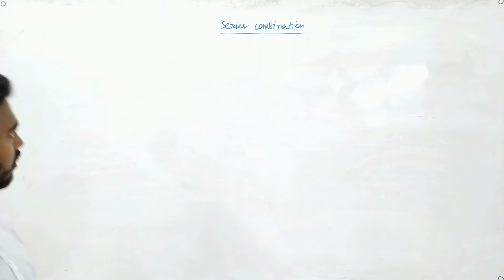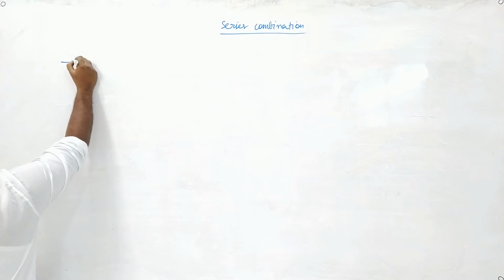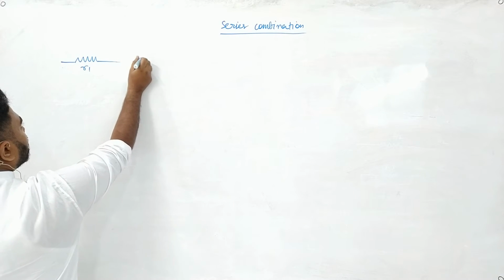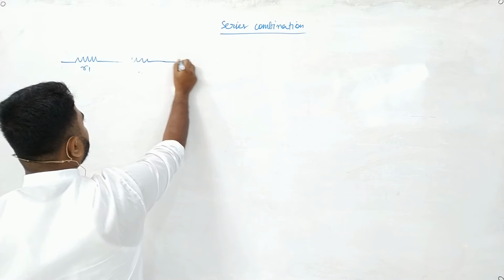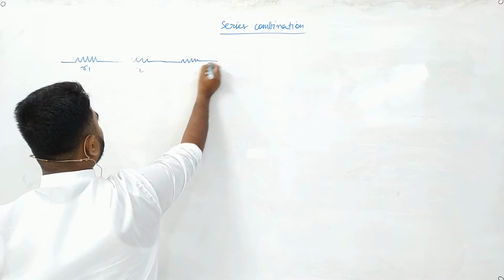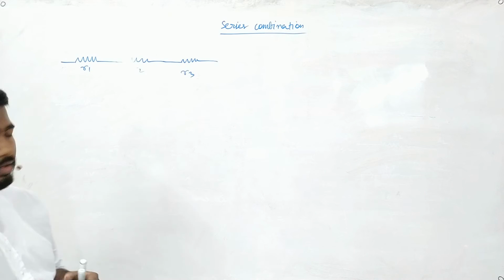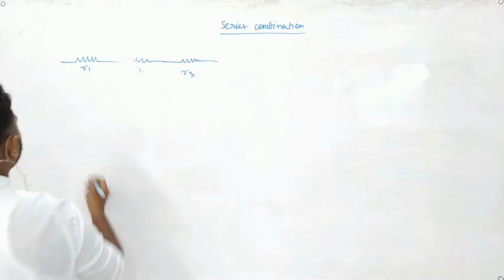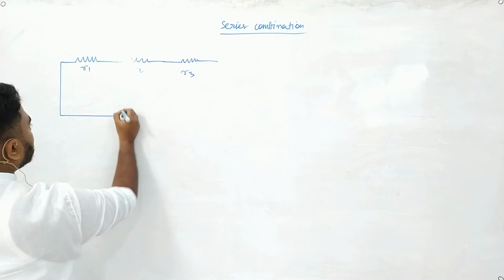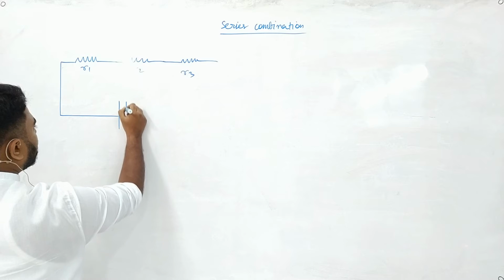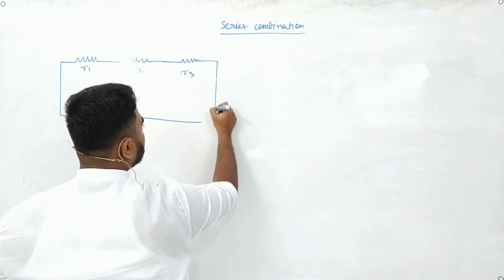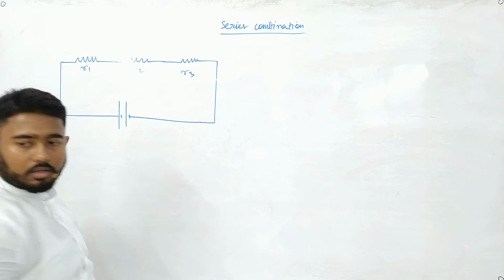See, I am using a resistance here. Let this resistance be R1, this resistance be R2, this resistance be R3. Okay, and I am passing it through a battery which completes our entire circuit. Is that clear?